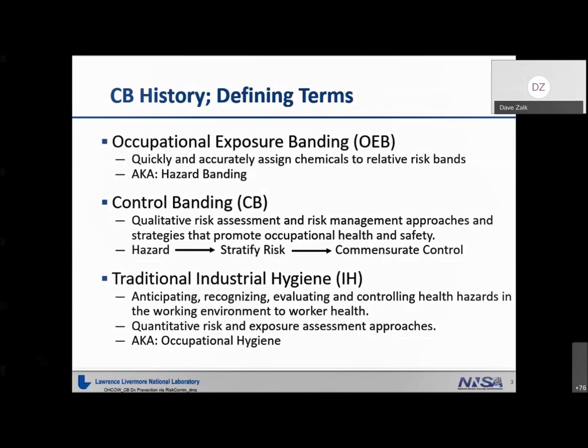But this all comes initially from the basis of traditional industrial hygiene or occupational hygiene, which is looking at chemical, physical, biological hazards. And as long as we have something that can tell us what is the hazard and what is the risk and what is an exposure level, we can do a quantitative risk and exposure assessment. And there are a number of approaches associated with that.